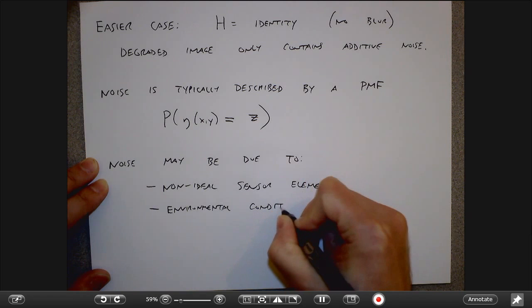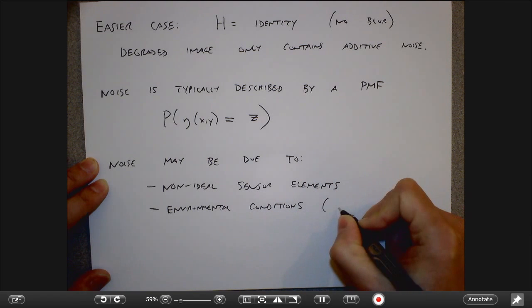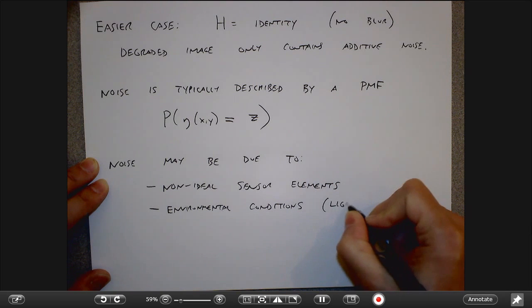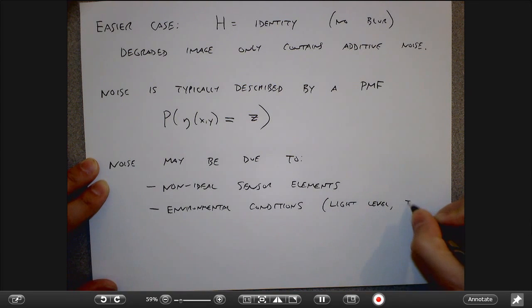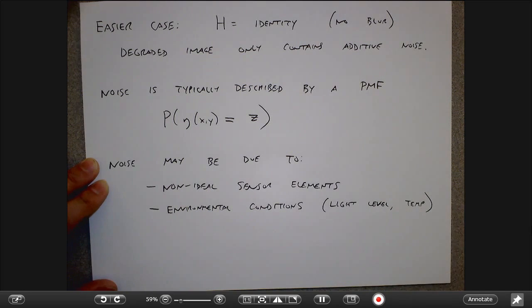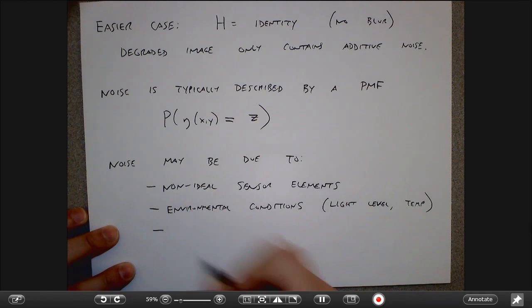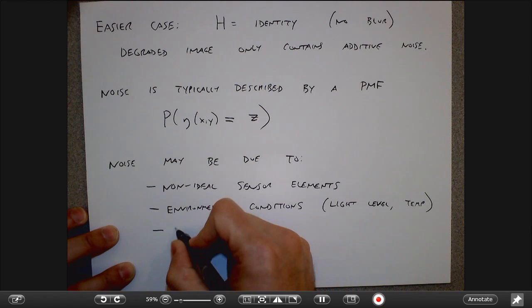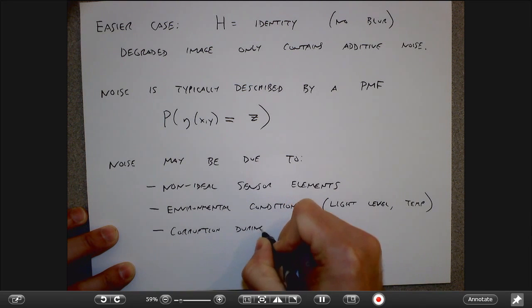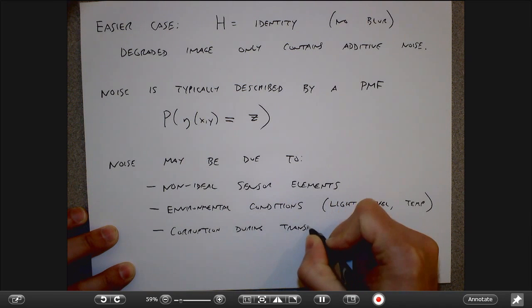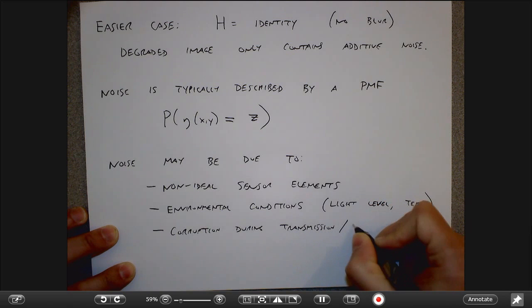So, for example, as the light level or the temperature changes, I may get noise in my system that depends on that slowly varying environmental condition. Or I could have basically corruption during transmission or coding or compression.